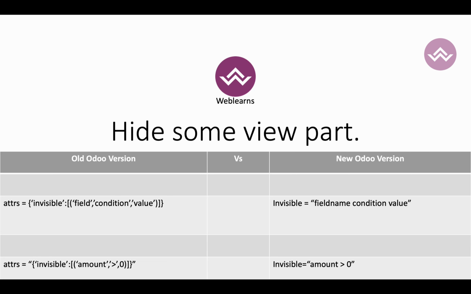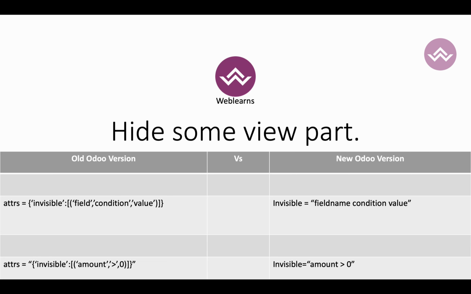So let's talk about version 16 or lower. Over there we have to use Attrs as an attribute directly on that specific view part. It's in key-value format. In the key we provide invisible, then after a colon, the value should be a list of tuples. In a tuple we have to pass three values. The first one is the field name, the second one is the condition, and the third one is the specific value. Based on that condition you can directly hide that particular view.